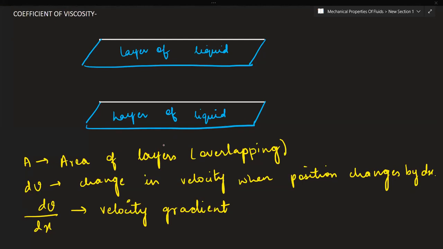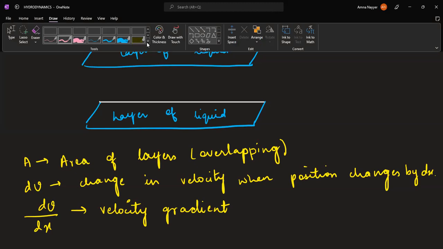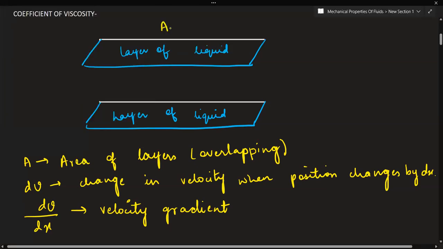See, if we enlarge those two layers, I've just taken the upper two, first two layers, let's say. This is one layer of the liquid and this is another layer of the liquid, just enlarged for better understanding. If I say A is the area of the layers which are overlapping, there is some very small separation between these layers. Let's say that is dx.